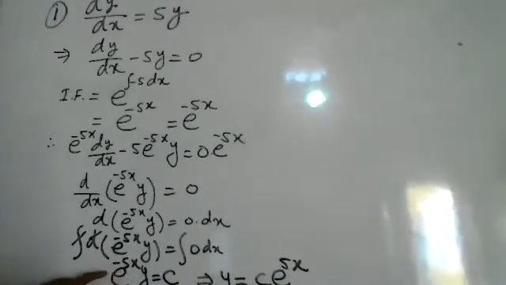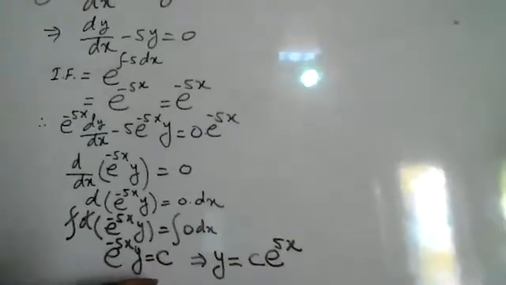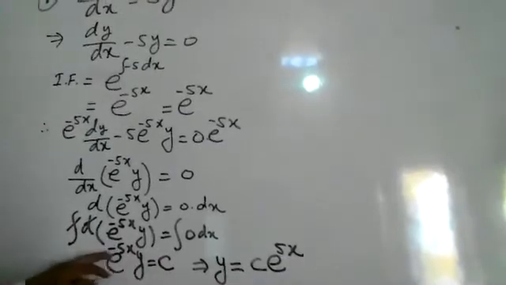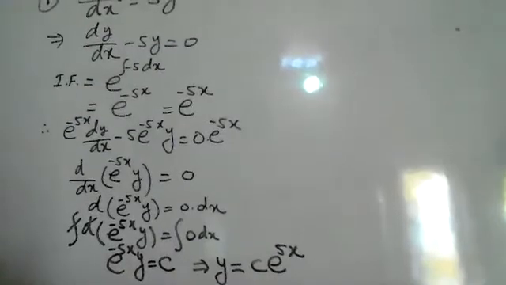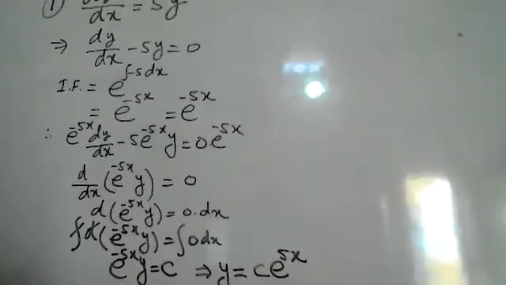So if we divide by e raised to power minus 5x here as well as here, this is cancelled, and this will become e raised to power 5x multiplied by e raised to power 5x. When c is divided by e raised to power minus 5x, it will go upside, c e raised to power 5x. This is the answer. y is equal to c e raised to power 5x.